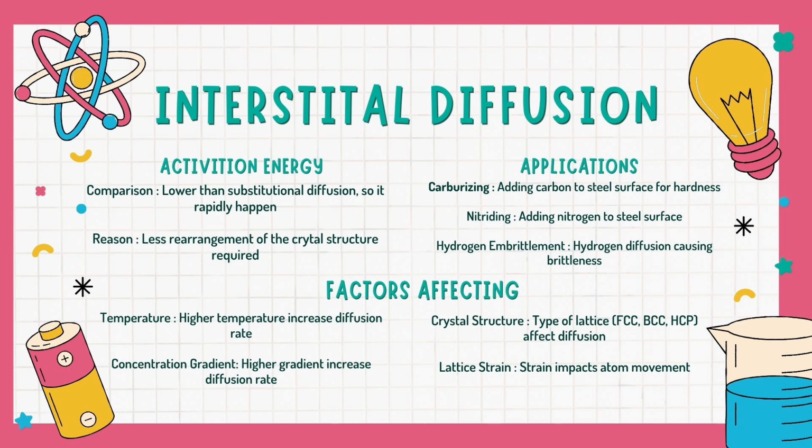The factors that affect it are, first, temperature. This is because higher temperature increases diffusion rate. Second, concentration gradient. This is because a higher gradient increases diffusion rate. Third, crystal structure. This is because the type of lattice, FCC, BCC, HCP, affects diffusion. Lastly, lattice strain. This is because strain impacts the atom movement.